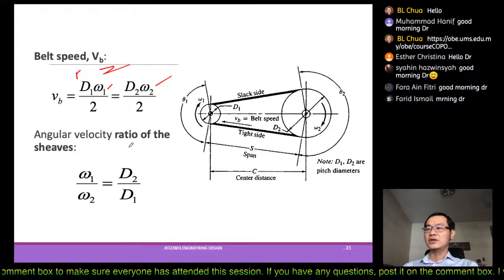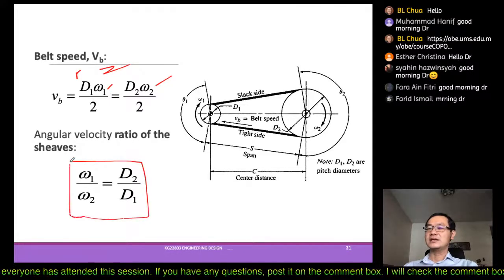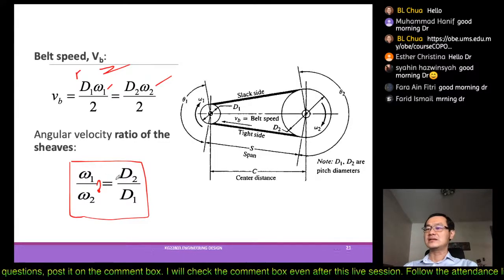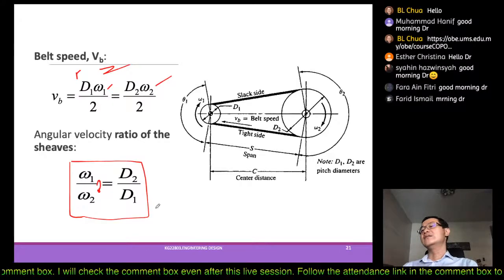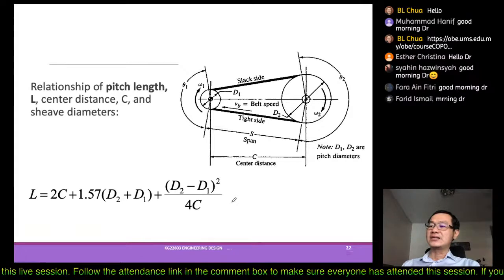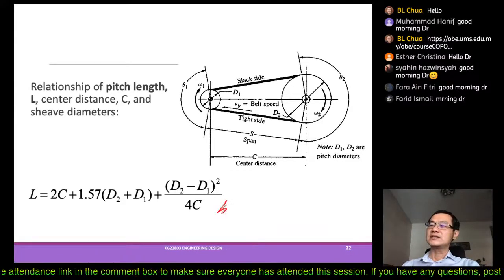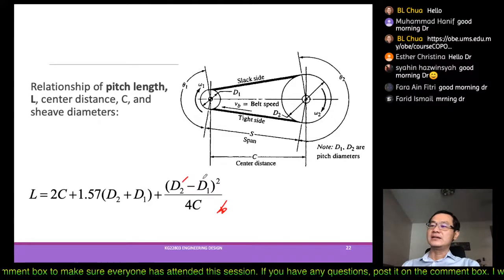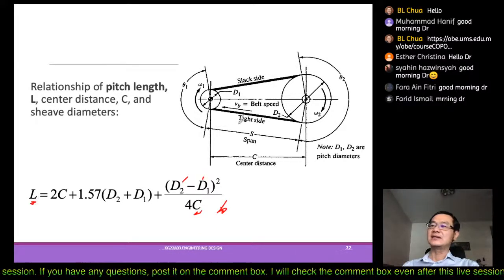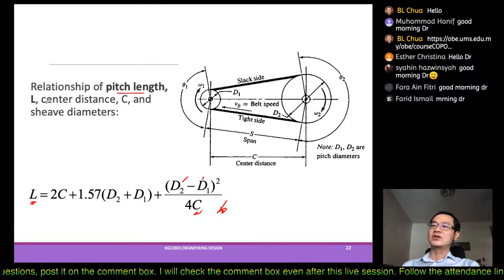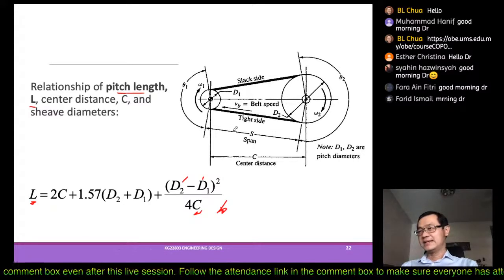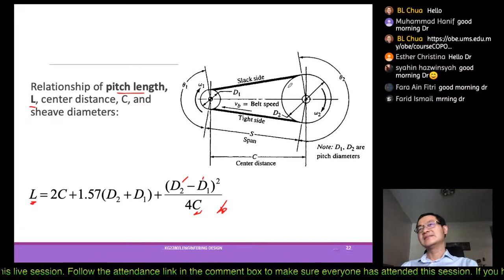We also can find the ratio of the shaft, and this is where the reductions come in. As I mentioned, they are related, but they are inversely proportional. Then we can theoretically calculate using these equations. Once we know the d2 and d1 as well as the center distance, we can estimate the length, or the pitch length we call it, for our belt itself.